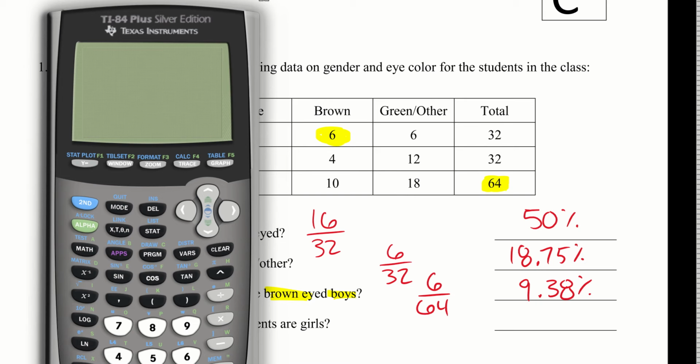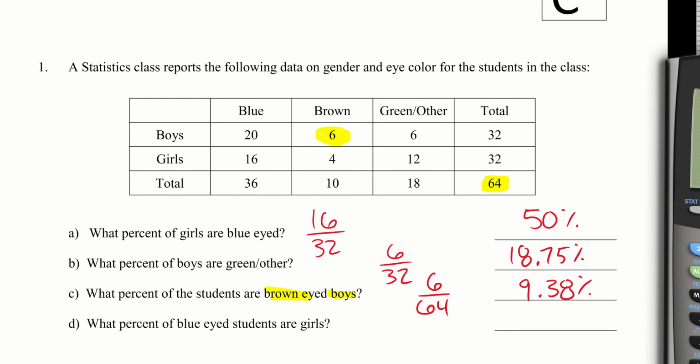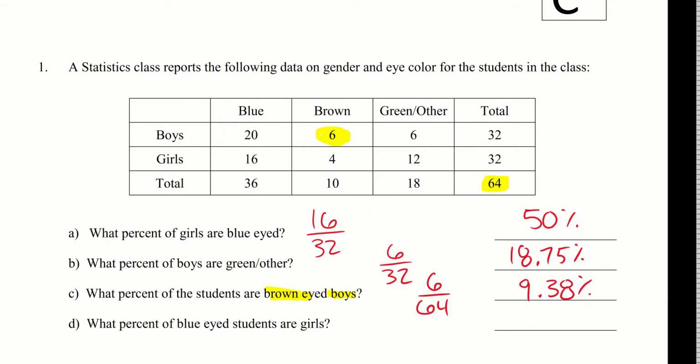And actually, let me just check that arithmetic real quickly. I don't know why that bothers me. 6 divided by 64. Yeah, if I move the decimal over, yeah, that's fine. 9.38%, or you could keep the 5 there, but I think that's fine for our purposes.